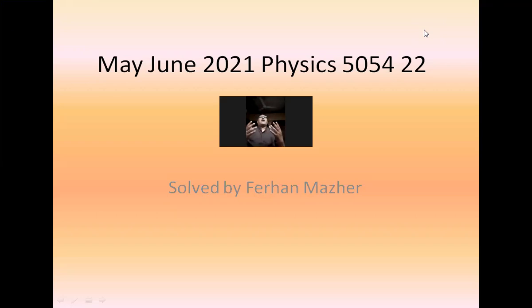And right now, I am with the 11th Cambridge class, and the subject we are studying is Physics 5054. Today, we have set our hearts to solve a theory paper, and the paper which we have selected is the May-June 2021 2-2 paper. This is a theory paper from Zone 2 or Variant 2.